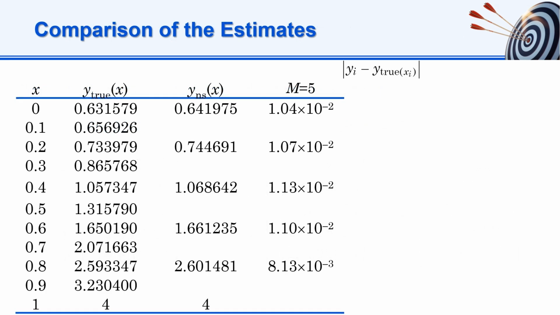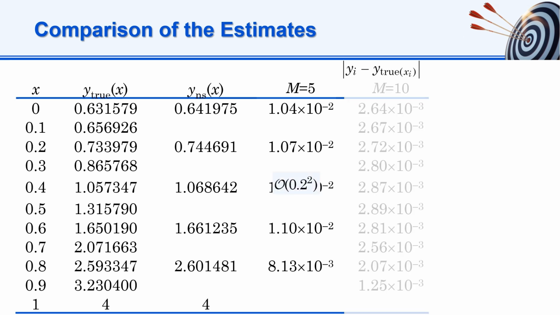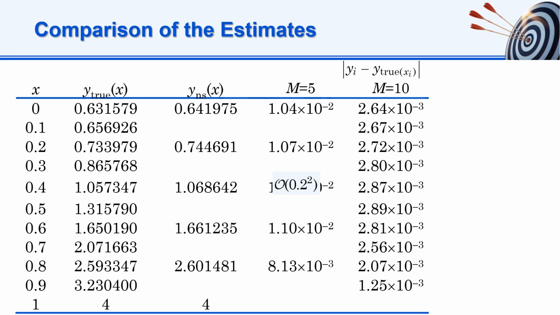solution and approximate numerical solution, as well as the absolute true errors, are presented in the following table. The last row is the Dirichlet boundary condition. The numerical solution for m equals 5 was obtained with steps of 0.2, and the error is proportional to 10 to the minus 2. In the next column, the absolute true error for the m equals 10 case is tabulated, which depicts errors in the order of 10 to the minus 3.